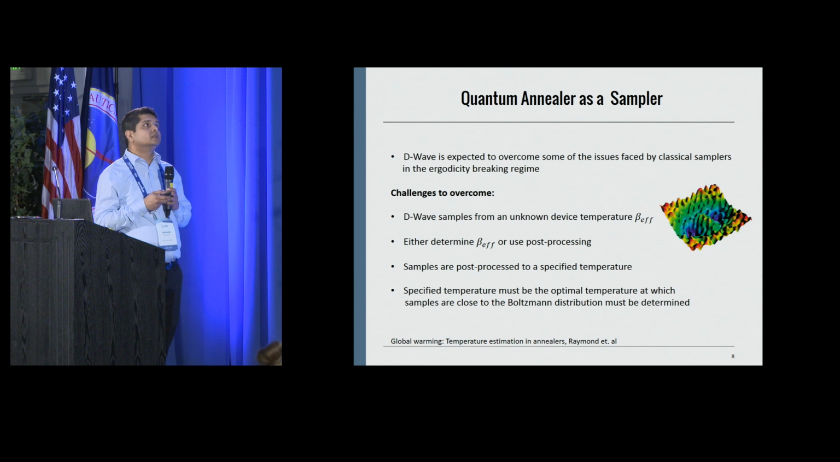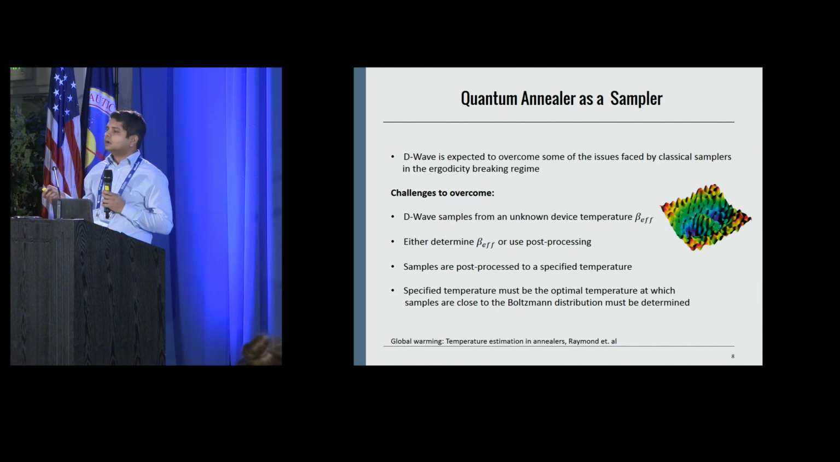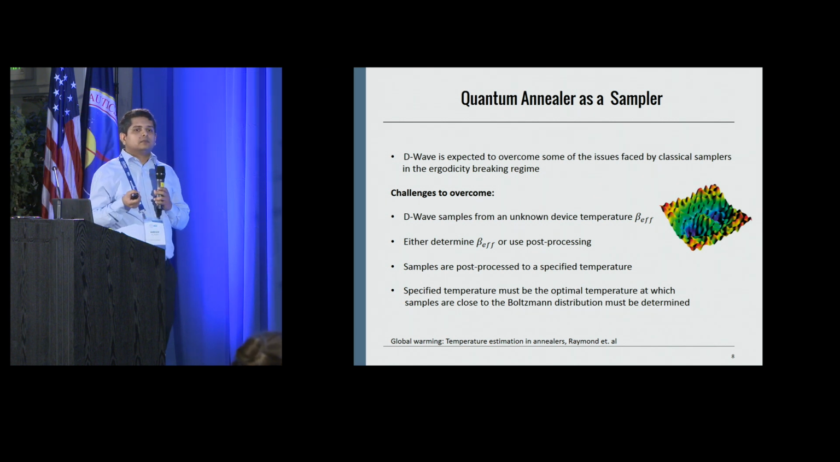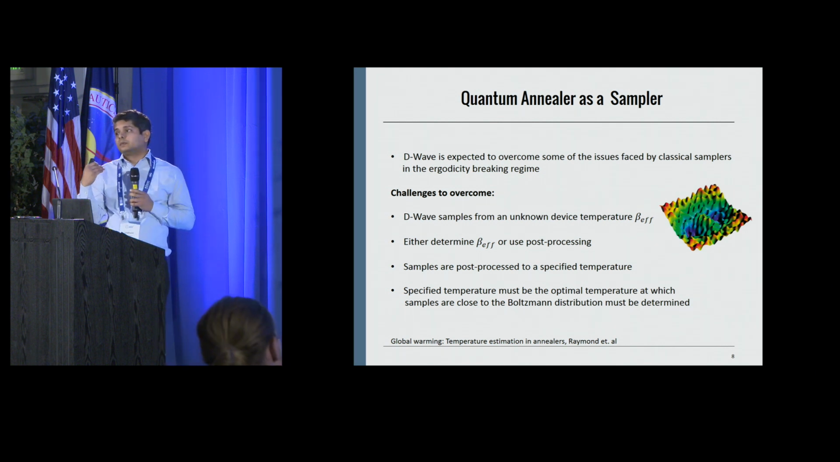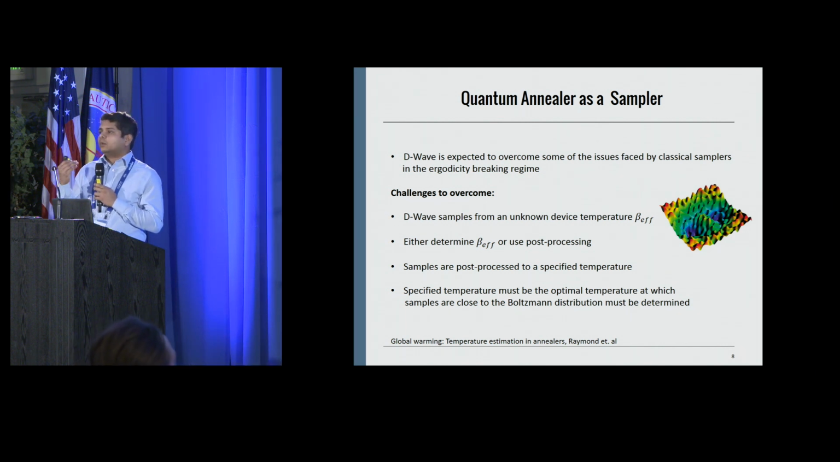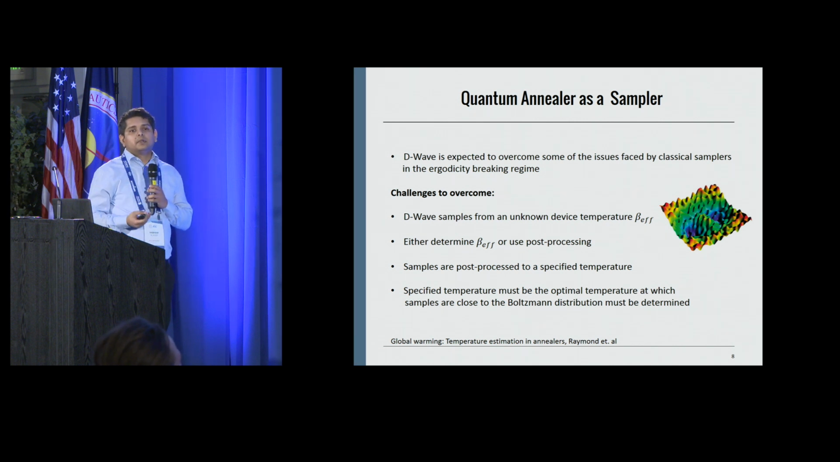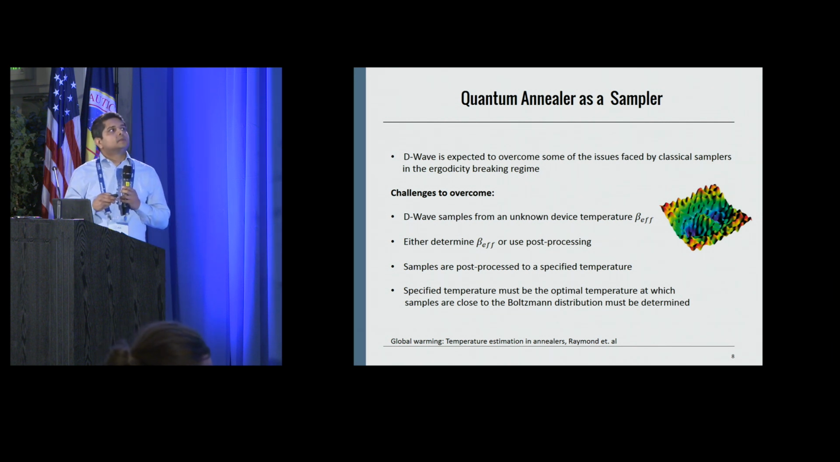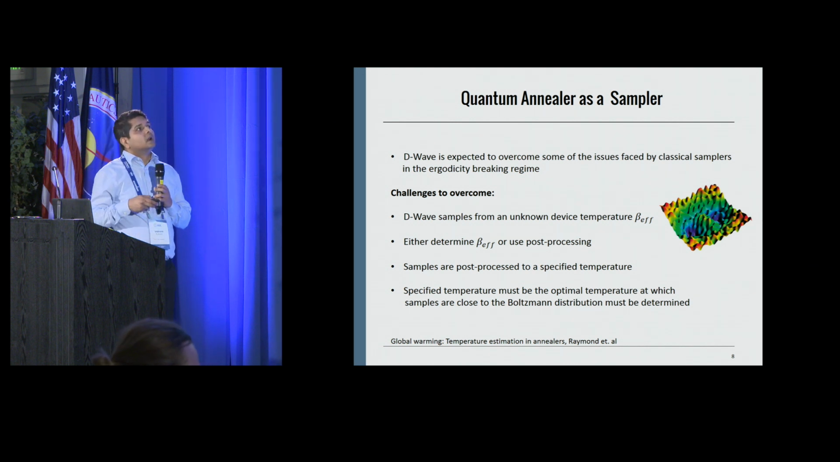What we are doing in this work is using a feature provided by D-Wave where you can specify a temperature. Once you switch on this post-processing, it obtains the raw samples from D-Wave and then post-processes them to your desired temperature. Again, a user needs to do some groundwork to determine what that optimal specified temperature should be, so that eventually your samples are close to the Boltzmann distribution.